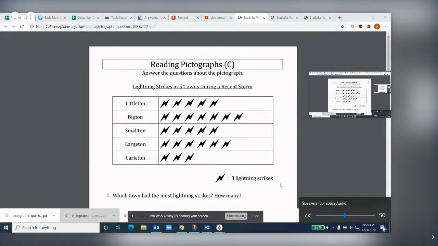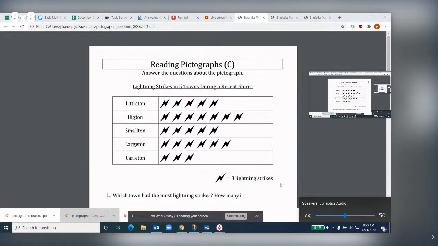Yesterday, I showed you guys a bus. It was about buses, and each bus represented 2 buses. So it's not always that this lightning strike or the bus is going to equal 1 bus. That's why the key is important. In this one, it's going to be 3 lightning strikes.